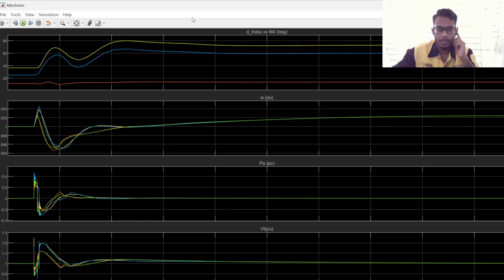So this is the graph for this type of disturbance, the temporary three-phase fault at bus 5. So that's all from me. Thank you.